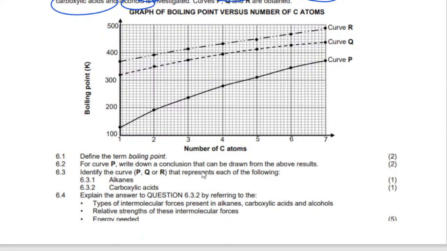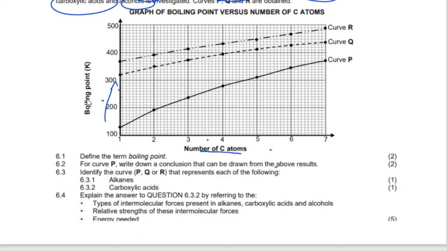Graph P, write down the conclusion that can be drawn from the above results. For graph P, write down the conclusion that can be drawn from the above results. Basically, as the number of carbon atoms increases, the boiling point also increases.